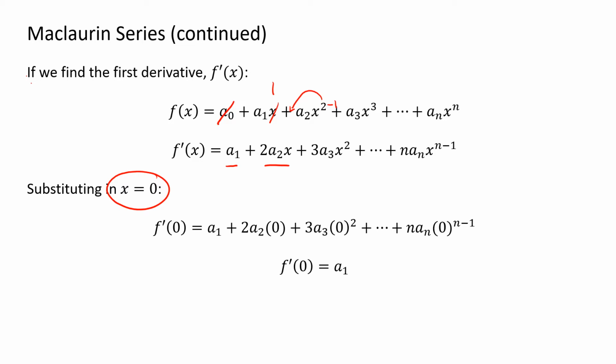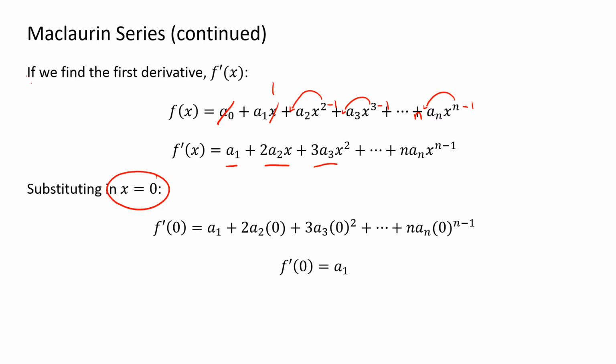The third one becomes, again, moving the exponent down and subtracting 1. We're left with 3 times a3 times x squared. That would continue on. Again, I'm only going to show you the terms up to x cubed for this. But it will continue on, and if you took the derivative of the final term, you'd bring the n down in front, so it's n times a_n. Then you would subtract 1 from the exponent, so you get x to the n minus 1.